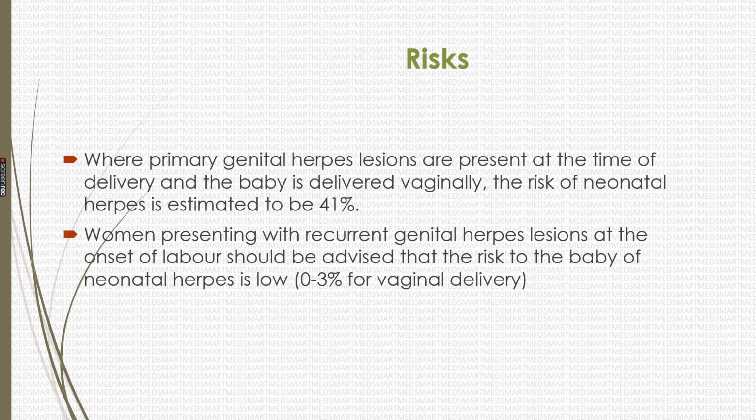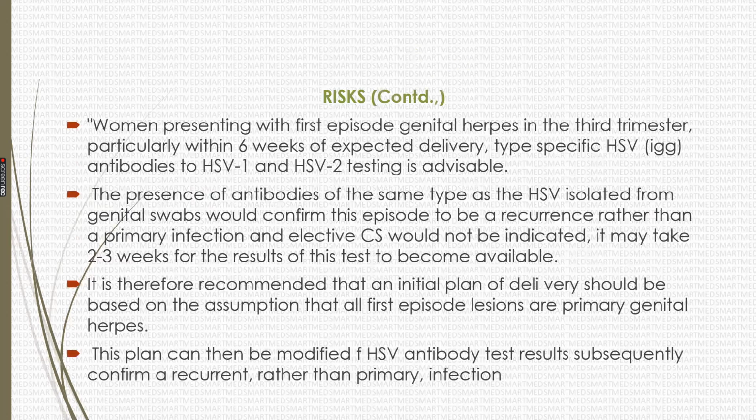So remember, wherever primary genital herpes is present at the time of delivery and the baby is delivered vaginally, the risk of the baby getting neonatal herpes is estimated to be 41%. Women presenting with recurrent genital herpes at the onset of labor should be advised that the risk to the baby of neonatal herpes is low, that is 0 to 3% for vaginal delivery.